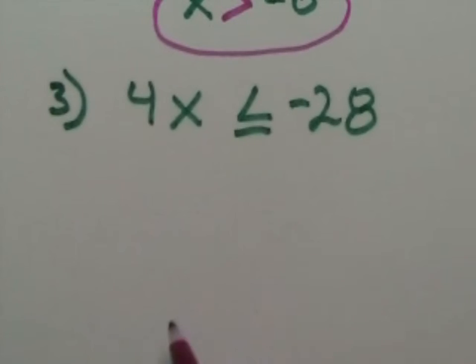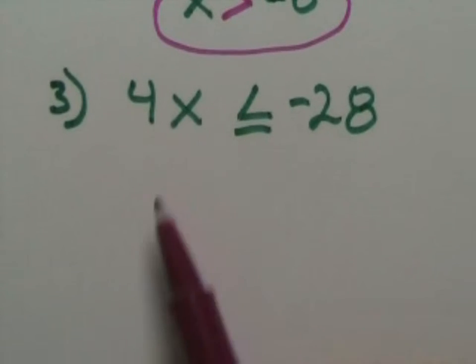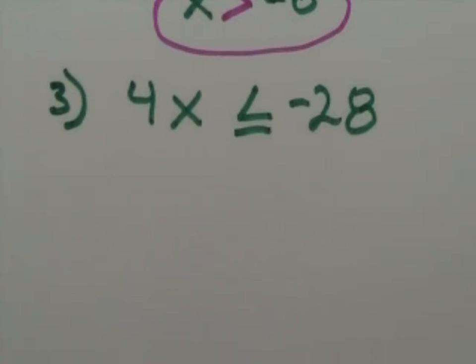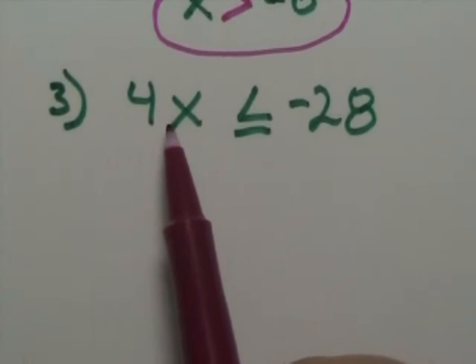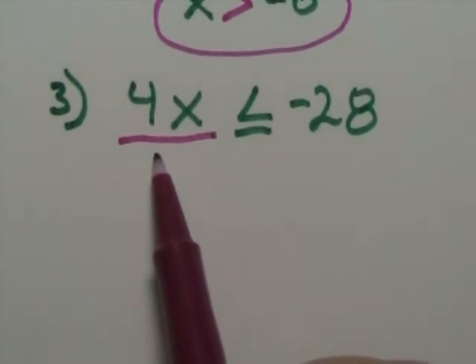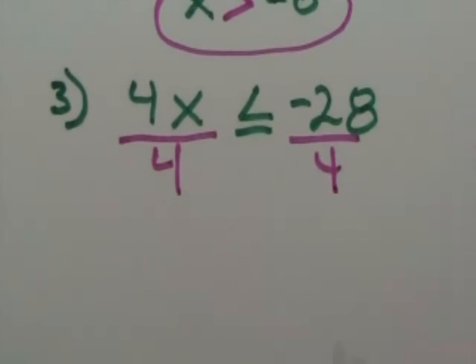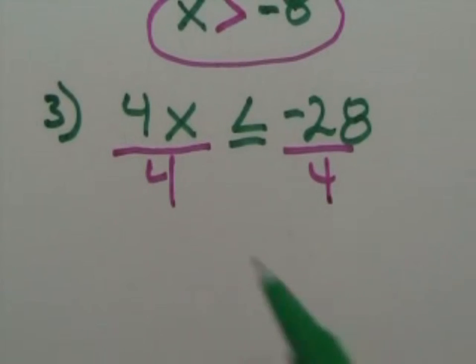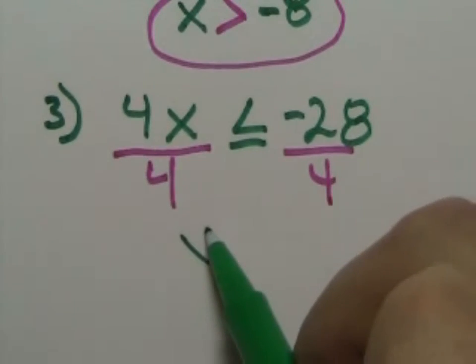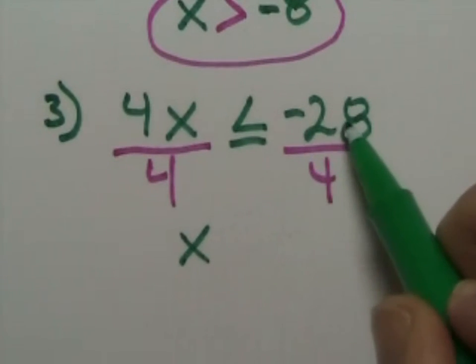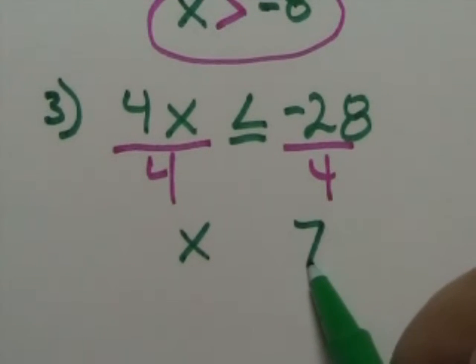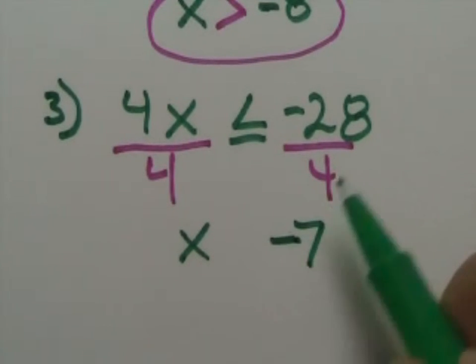Okay, number 3, I want the variable alone. That's 4 times, so that means I'm going to have to divide by 4, both sides. So that gives me x. On this side, 4 goes into 28, 7. There's one negative, so it's negative.